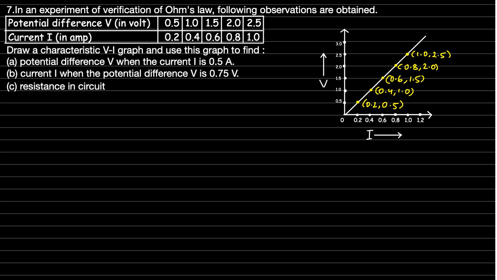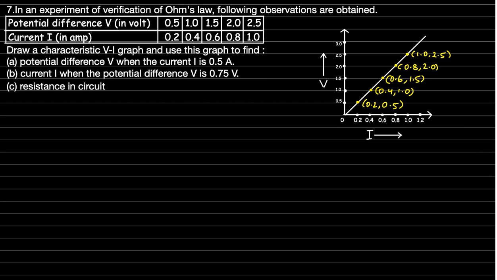In an experiment of verification of Ohm's law, following observations are obtained. So there are values of potential difference given here and there are values of current given here. Draw characteristic VI graph and use the graph to find. So I have drawn the graph here to save some time. Remember, potential difference will be on the y-axis and the current will be on the x-axis. I've marked all the points.